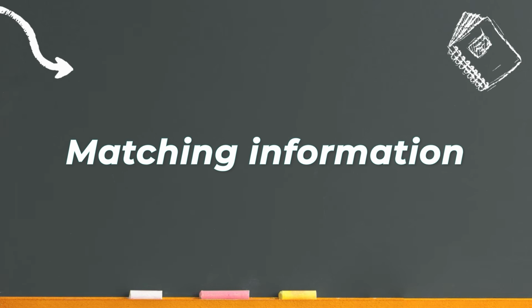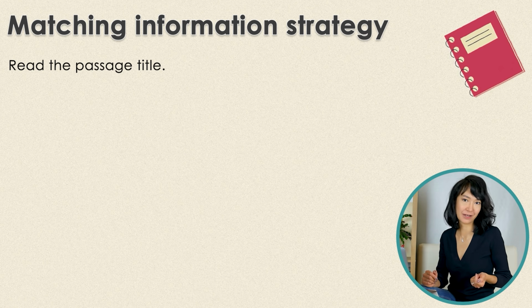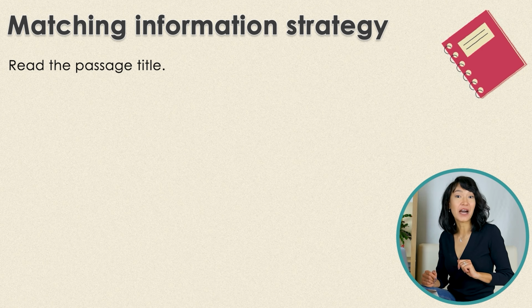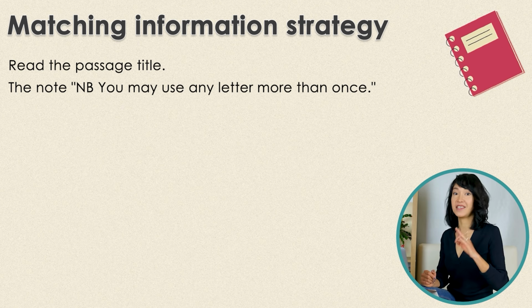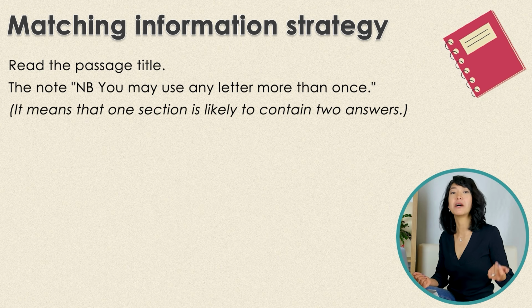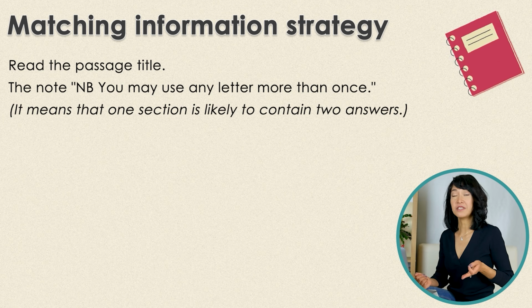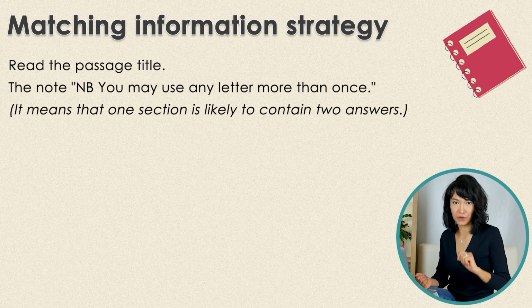How do you go about solving matching information questions? Our goal is to find answers quickly without getting lost in all the information. So here is my strategy. First, read the passage title to get an idea of what it's about. Secondly, look out for this note. You may use any letter more than once. In theory, this means that you're allowed to use the same option A, B, or C multiple times. But what I've discovered is that most likely one of the sections contains 2 answers.